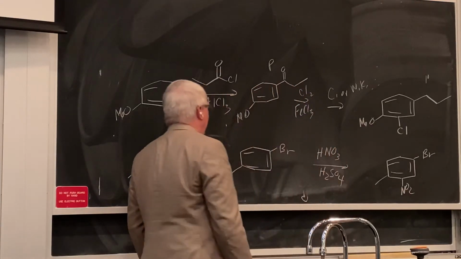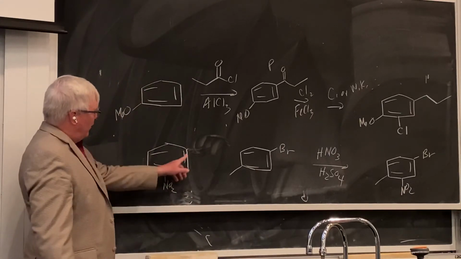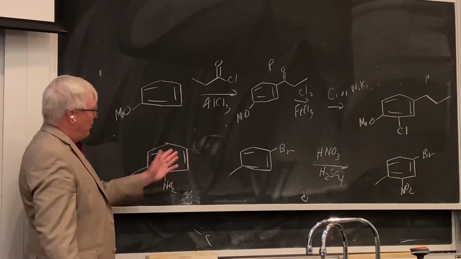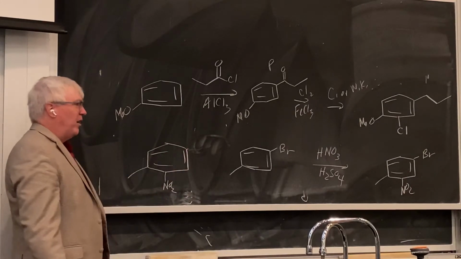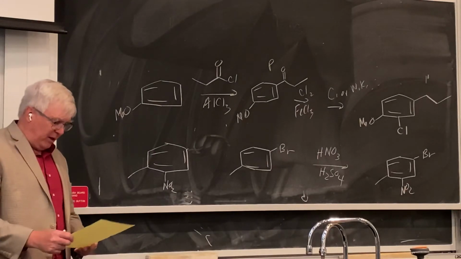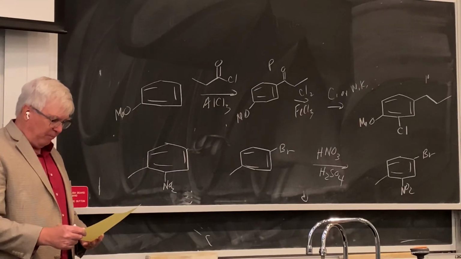Okay. But we could have put this one on first as a nitro, and then you see that's also a meta-director, and this is a para-director. And then we could have brominated to get that similar. So this one ends up being a little simpler, but you got to analyze it and go through each one of them there that can help you out.